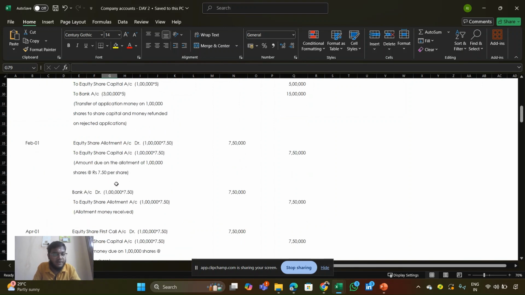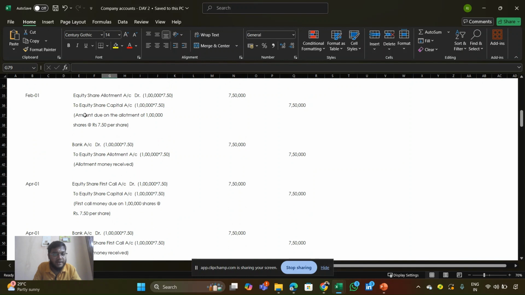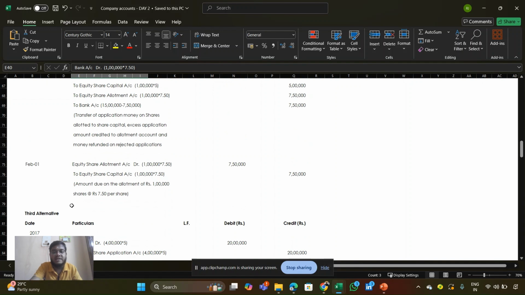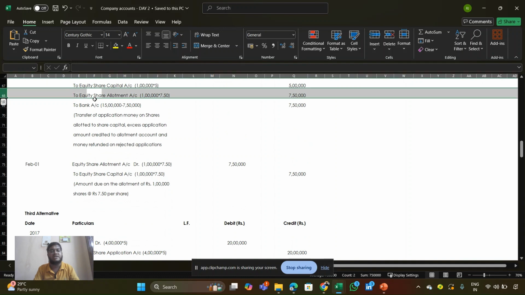If you see the first alternative, we have written the received entry. This is a due amount we have received there also. The received entry is: bank account debit, equity share allotment 7 lakh 50. But we didn't write the received entry in the second alternative because we already adjusted the 7 lakh 50 in the first entry itself, in the equity share application excess applications.